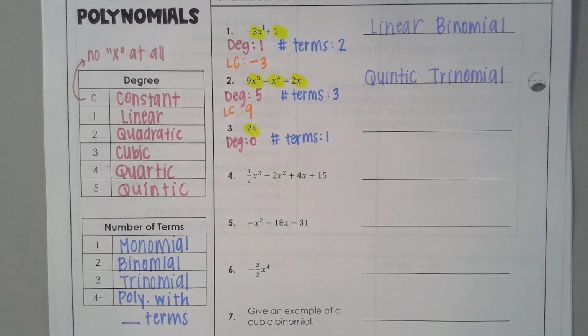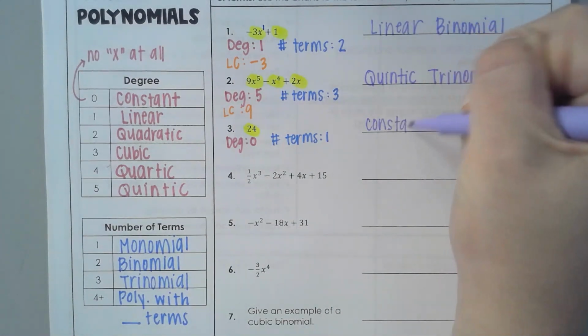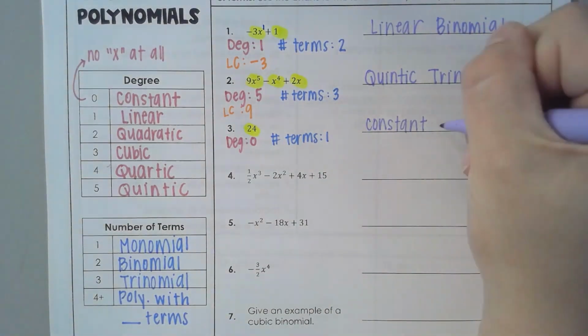Now, the tricky thing with a leading coefficient, and I would not ask you for a leading coefficient on this one, but technically, since there's no x, there's no coefficient, I guess. So we're just going to skip that part on number 3. So degree of 0 is constant. And then 1 term, monomial.